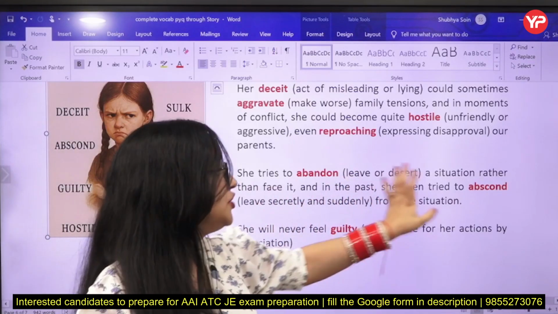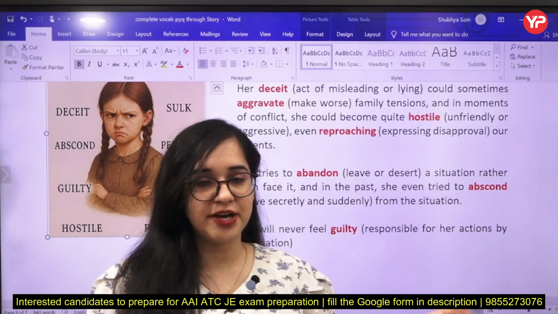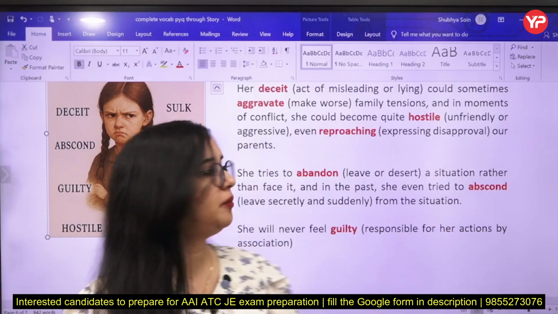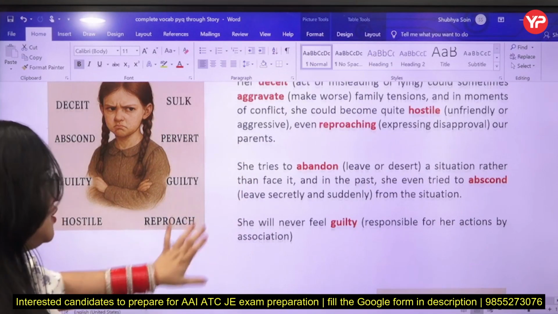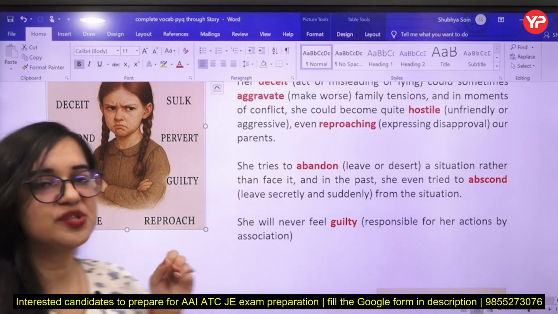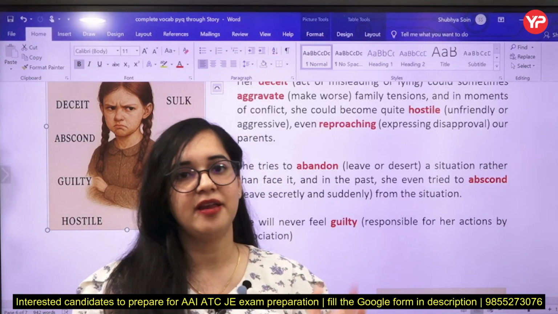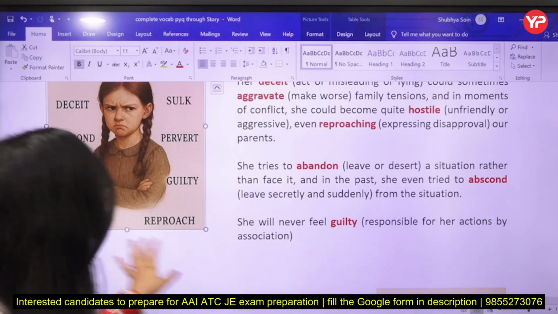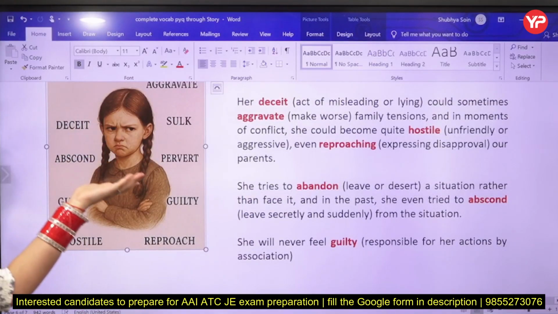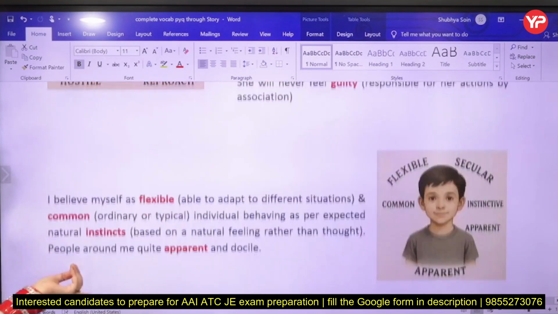And in the past, she tried to abscond, and even she once tried to abscond, run away with her pervert boyfriend from the situation. She will never feel guilty. She's never responsible. Oh, I did something bad. No, the nature of guilty is never there in my sister. So these are the words that you can remember with this figure, and this figure actually shows, it's a cute one, but yeah, she goes like this.